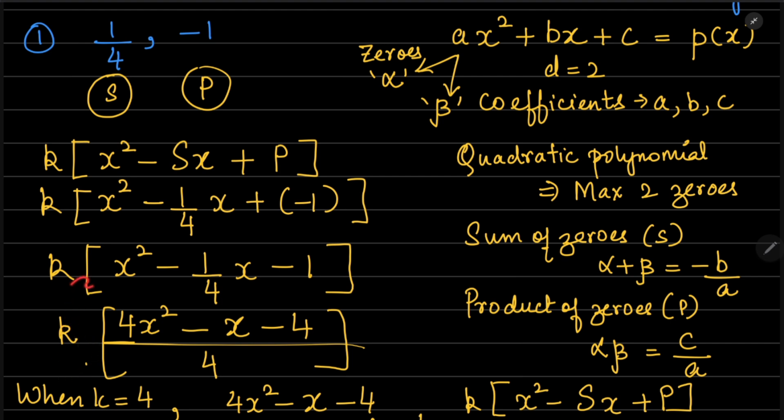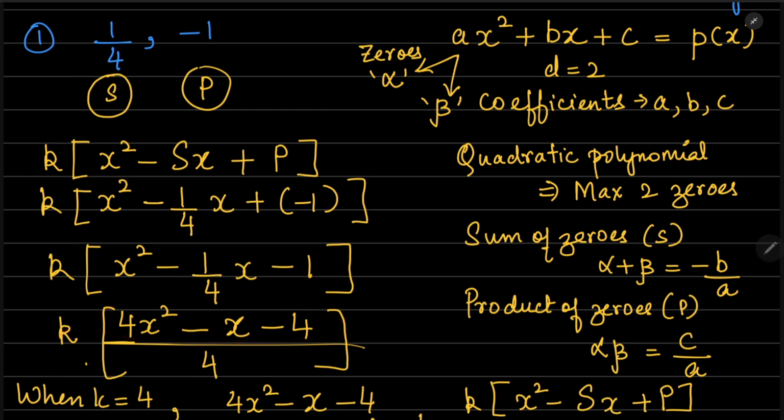You can take, this can also be done. You can just leave it like this. In this step itself, you can take k equal to 1. If k is equal to 1, everything that's within the square bracket is your answer. You can just leave it like that. You will get full marks. If you want, you can take the LCM and then take this divided by 4 outside and let k be 4. When k is 4, 4 and 4 will get cancelled and this is your answer.